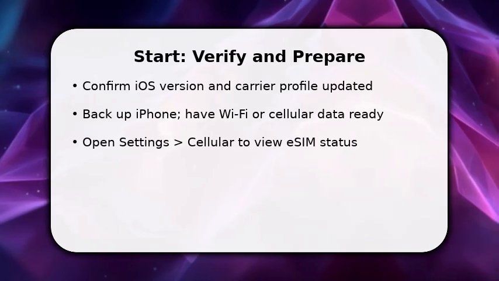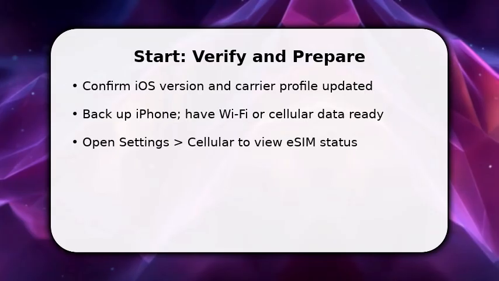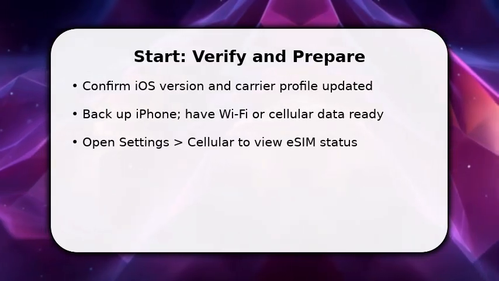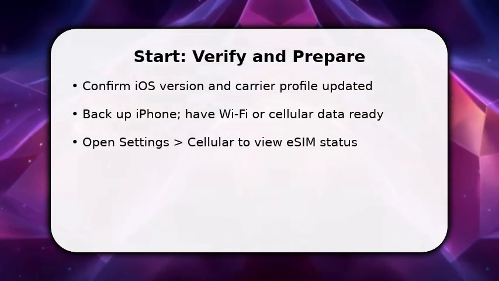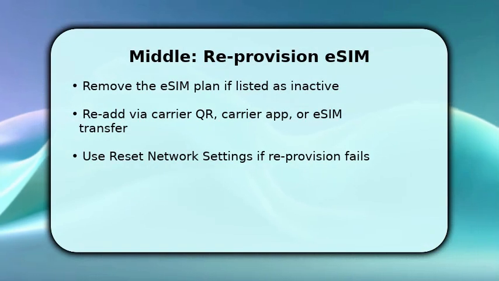If the plan shows inactive or SOS only, toggle airplane mode on for 10 seconds, then off. You do this to force a fresh network handshake and to let the phone requery carrier provisioning. Now you perform the core reprovisioning steps.